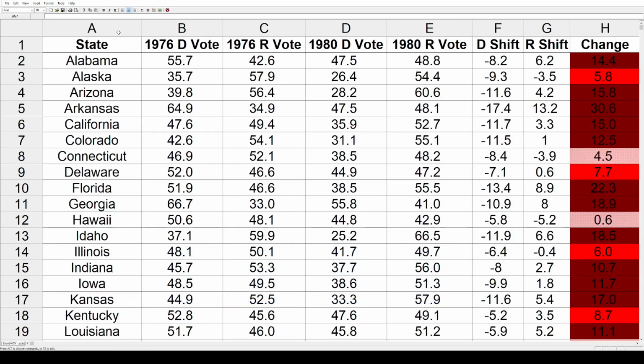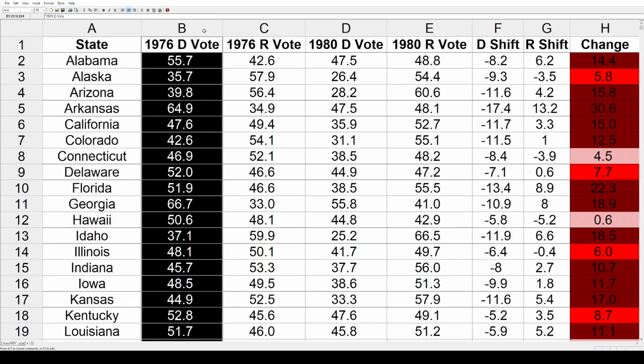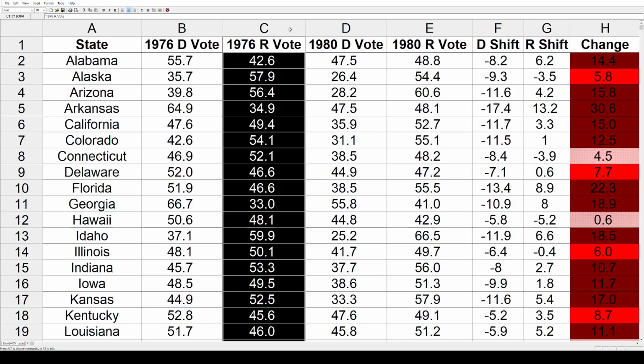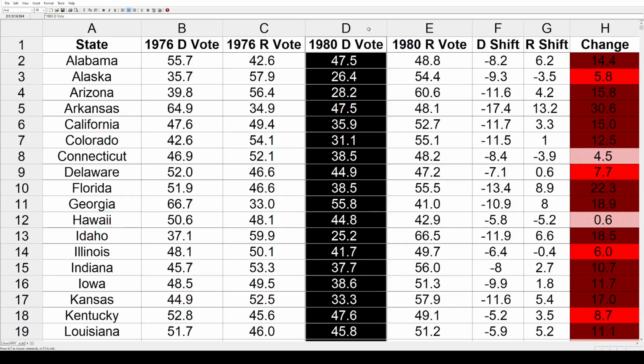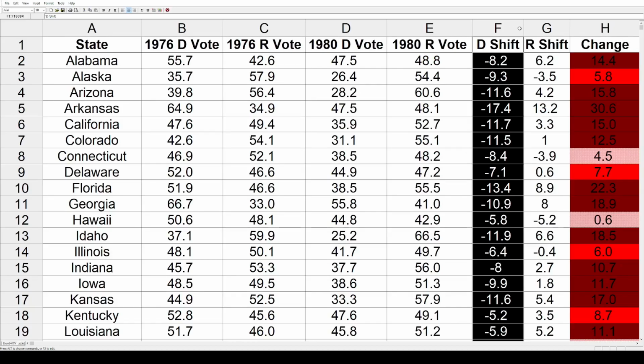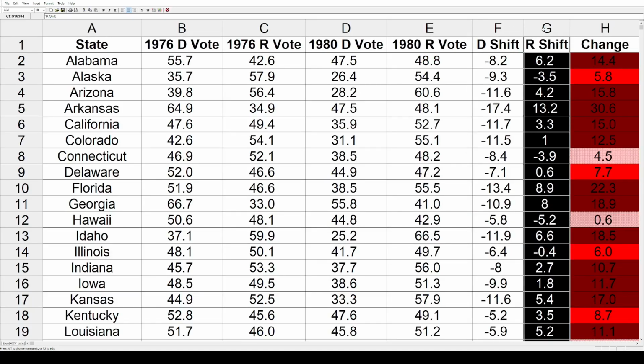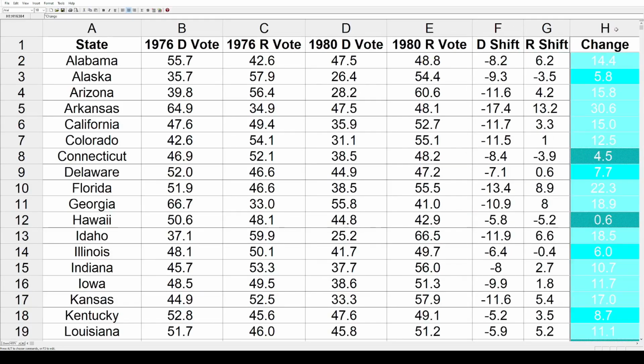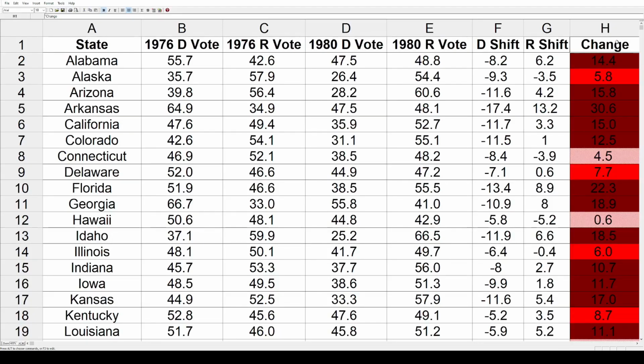We've got the states here in the first column, followed by the 1976 Democratic vote. That's Jimmy Carter. The 1976 Republican vote. That is Gerald Ford. Then we've got the 1980 Democratic vote. That's Jimmy Carter again, followed by the 1980 Republican vote, that is Ronald Reagan. The next column are the Democratic shifts between those two elections, followed by the Republican shifts, and the last column is the net change between the two parties between the two elections. And I also have my usual shading here.